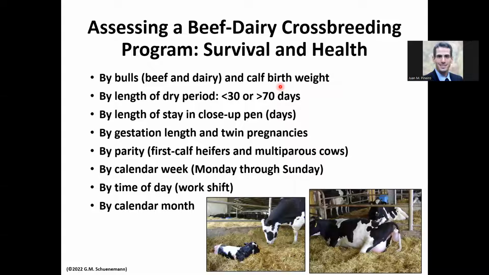So this allows us, in a way, to see how the phenotype, how the bulls are performing on the farm. The next one that I think is very important is the length of the dry period. There are two components associated here, gestation length and the length of the dry period. These are two different things, right, that usually are associated with each other. But in general, I look at the length of the dry period.